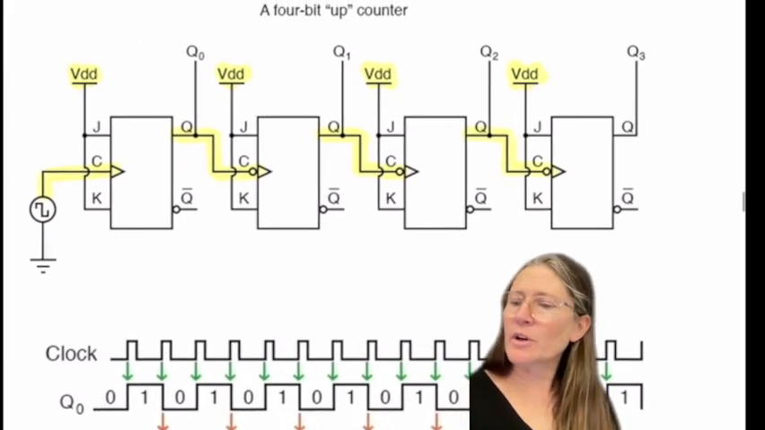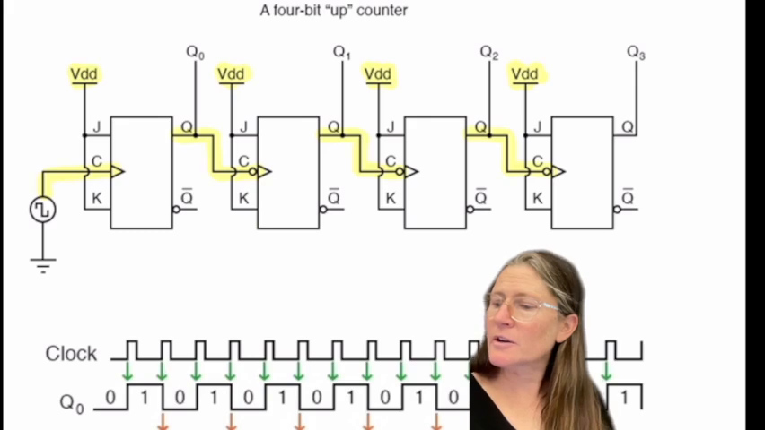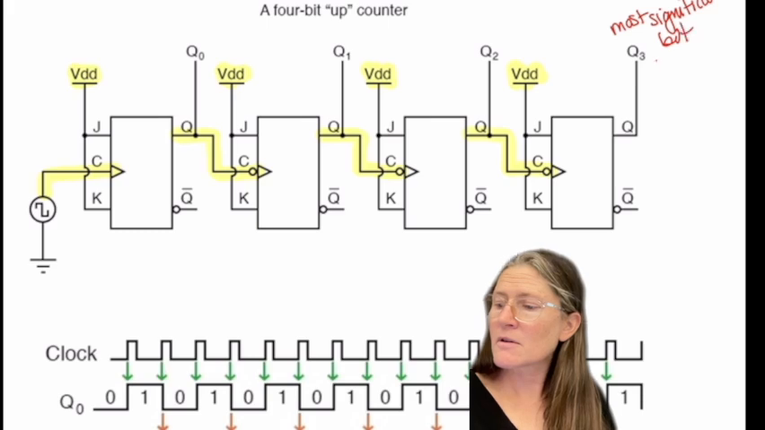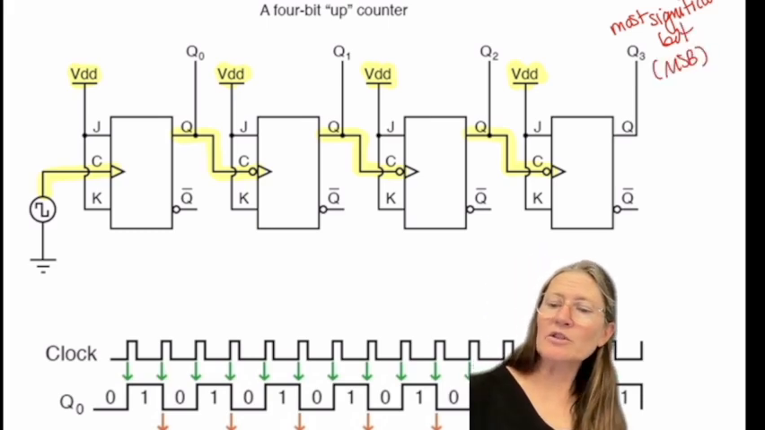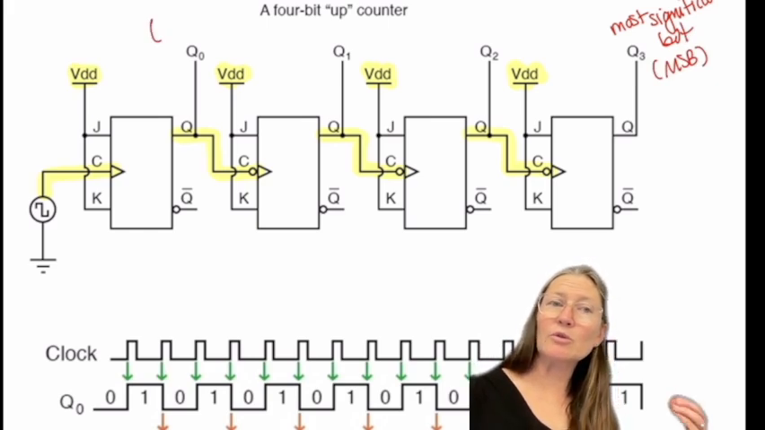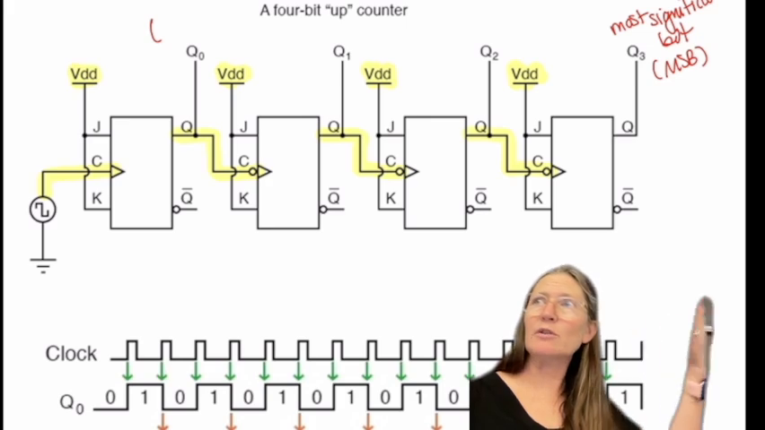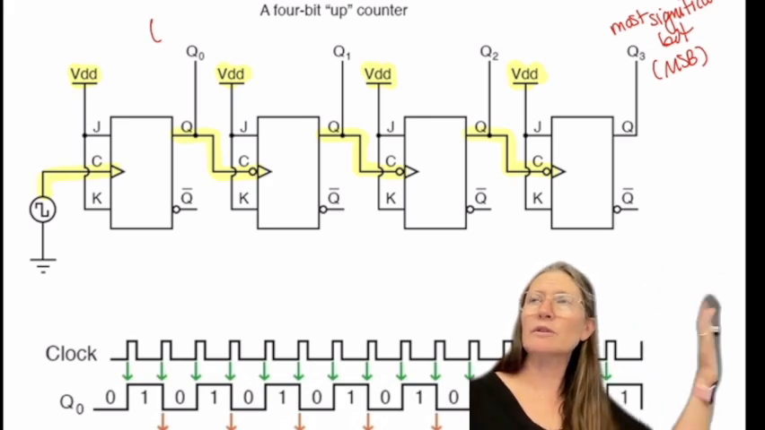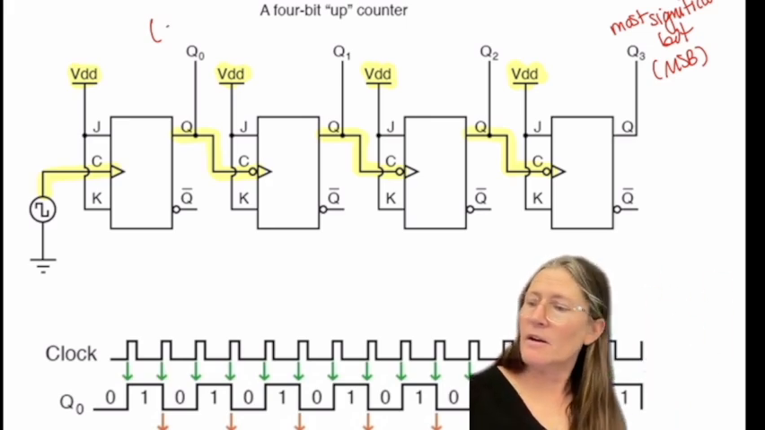So this is going to be our, it's called most significant bit, MSB. And then Q0 will be the one that goes every other one. So 0, 1, 0, 1, 0, 1, 0, 1. And it's called the least significant bit.